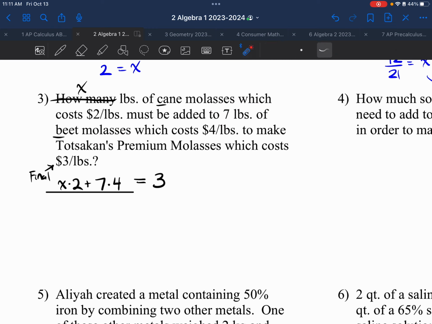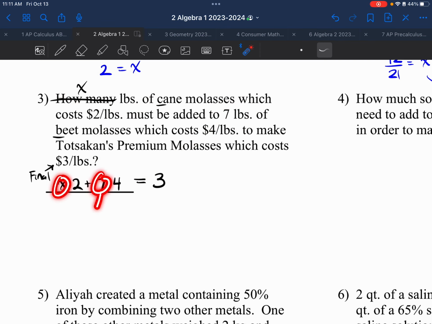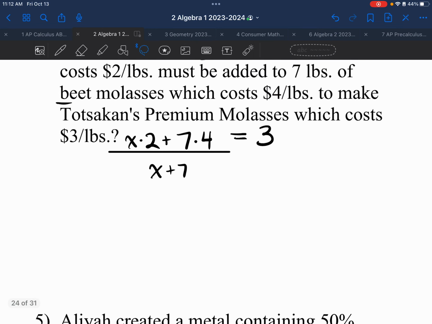And this is all going to be divided by the total amount. We have this amount and we have this amount. Those are the two amounts that are going to be coming down here. Again, they're usually the first two numbers if you're filling in the formula perfectly. So it's going to be x plus 7. We have our formula set up. I'm going to erase this so it gives us some more room and move this up here. So let's go ahead and solve.